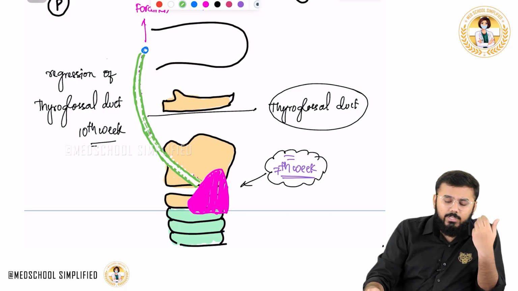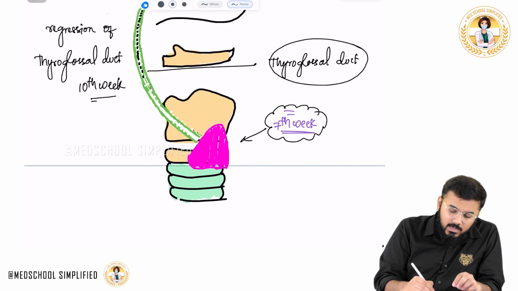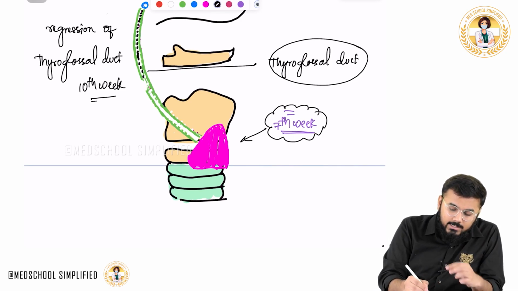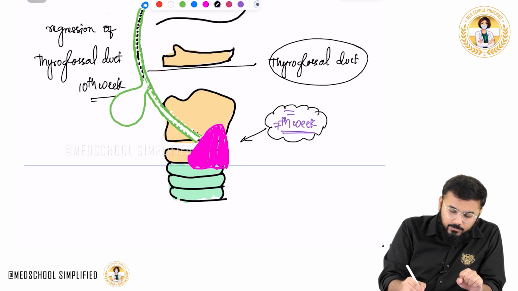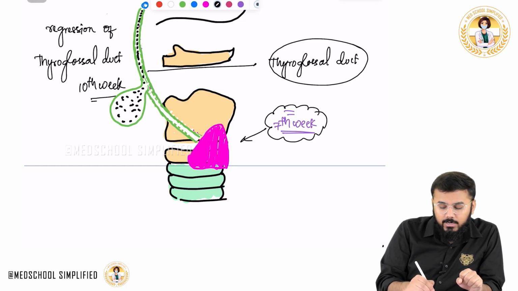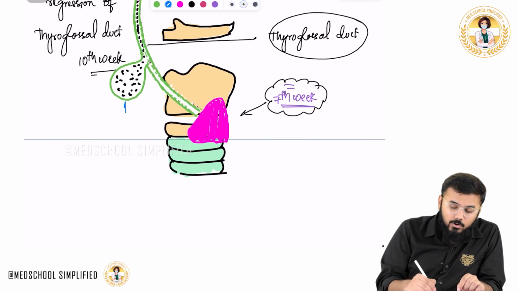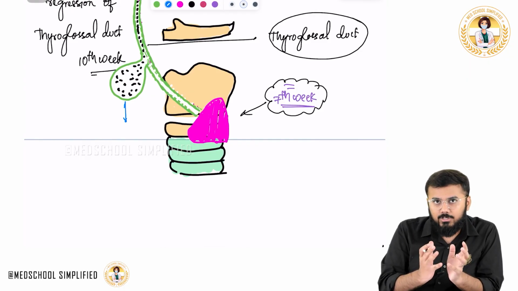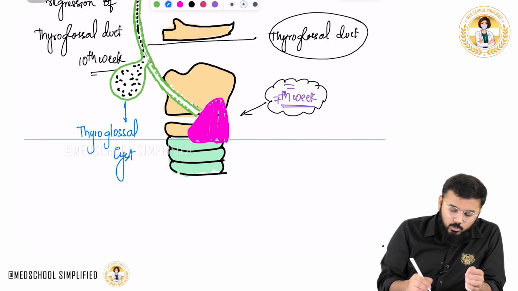Now when you swallow, there are chances that these secretions start entering into this duct. And what will happen is that at certain places this duct will enlarge like this. At certain places, the secretions accumulate in one part of the duct. This structure, formed because of a pool of secretions, is called a thyroglossal cyst. Thyroglossal cyst.